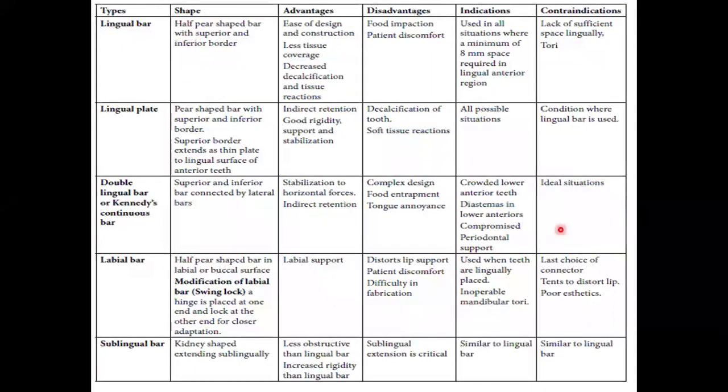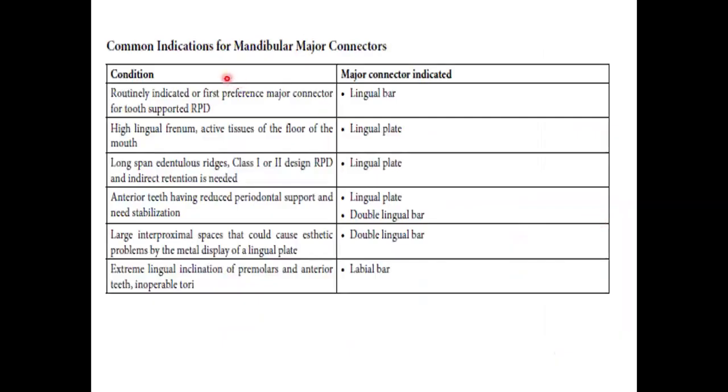So similarly, I have tabulated the different types of mandibular major connector, what is the shape, advantage, disadvantage, indication, and contraindication for your different types of mandibular major connectors. So the common indications for mandibular major connectors: the routinely indicated or first preference major connector for a tooth supported RPD cast partial is your lingual bar. If a patient has a high lingual frenum and active tissue of the floor of the mouth, go for lingual plate.